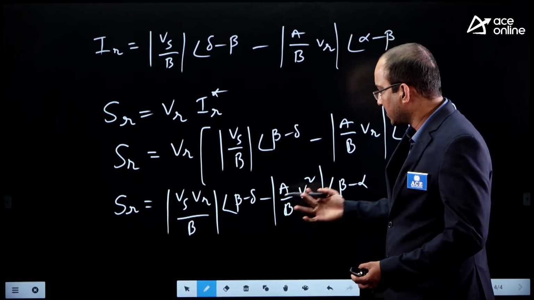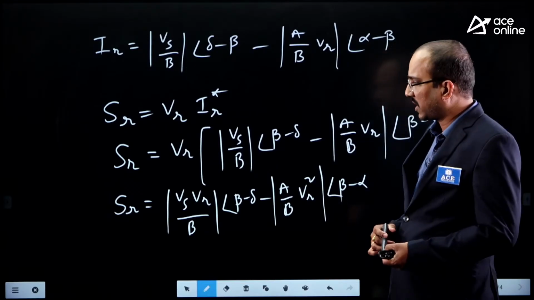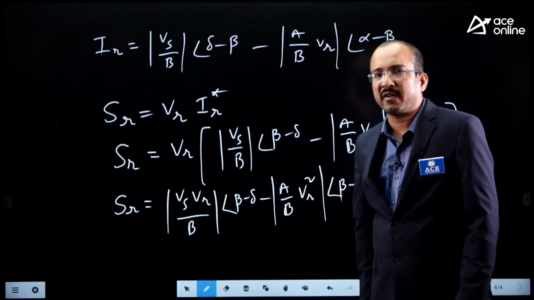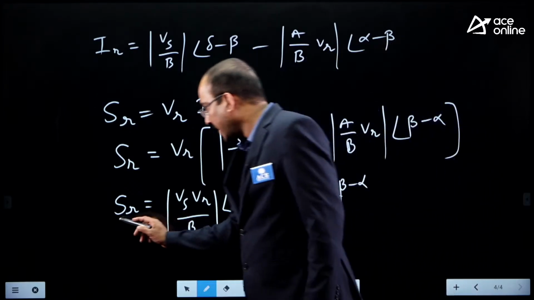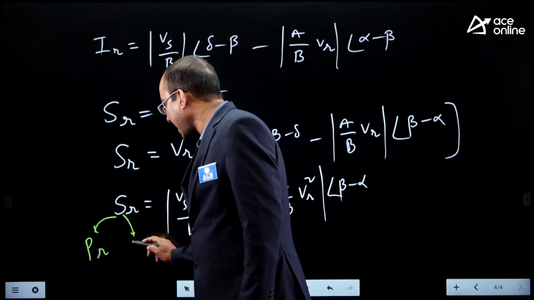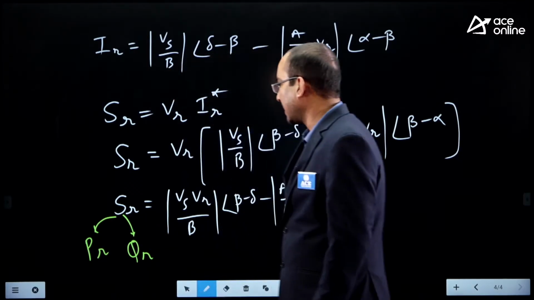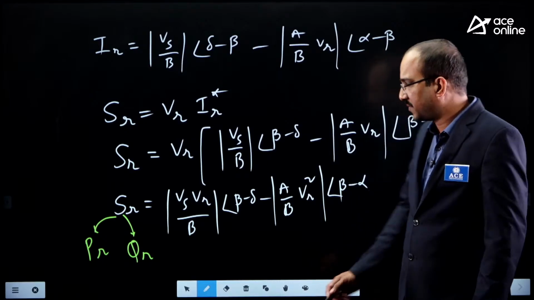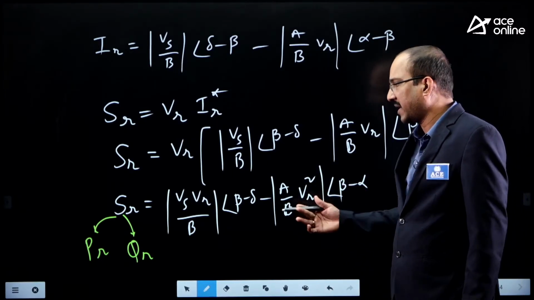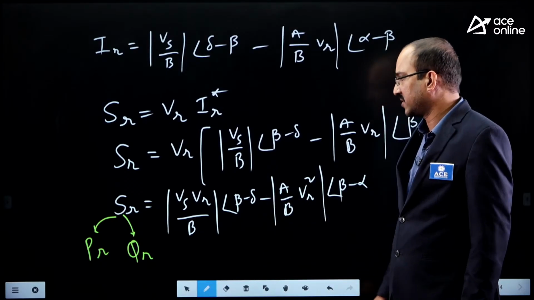So this equation gives the complex power at the receiving end. Now from this complex power equation, we can write the value of real power and the reactive power at the receiving end. What is the real power that has been transferred and what is the reactive power that has been transferred, we can get from this equation.